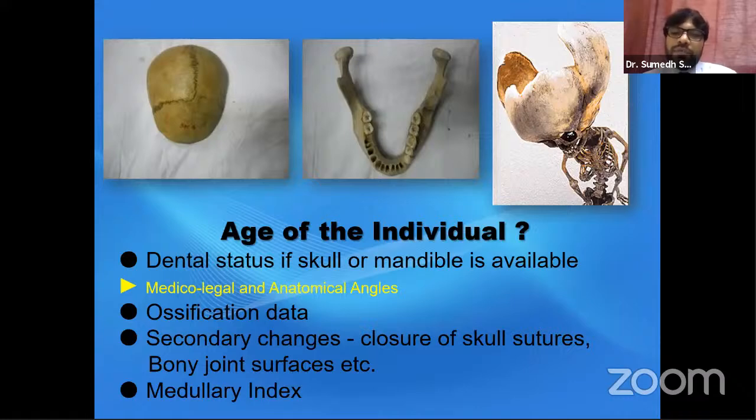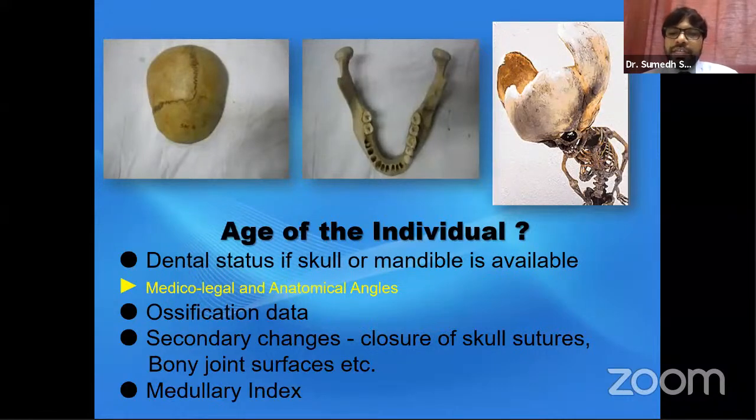On the basis of whether it is obtuse or acute, this angle changes. So whether this is of a child, an old person, or an average age person, you can easily determine or guess the age. So that is one very important thing. The angle can be measured with the help of a goniometer.